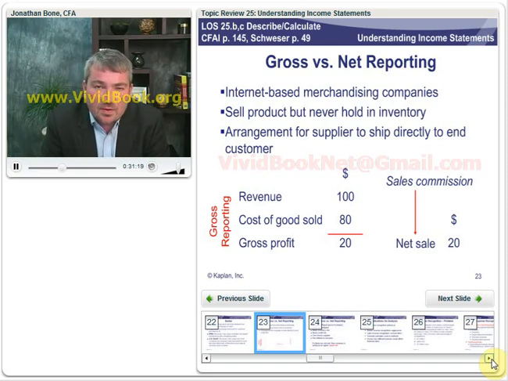Notice the gross reporting, we show the sale separately, the cost of goods sold separately, and as a result, a gross profit. If we're acting as an agent, then we just report the gross profit as a sales figure. We just bring in the 20, as if we were like an agent, and this was our commission.